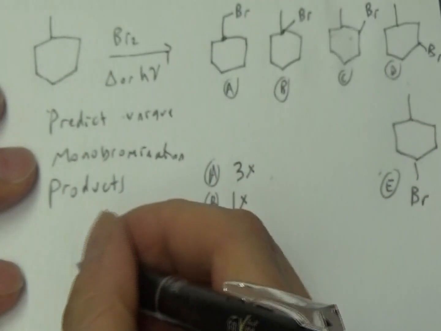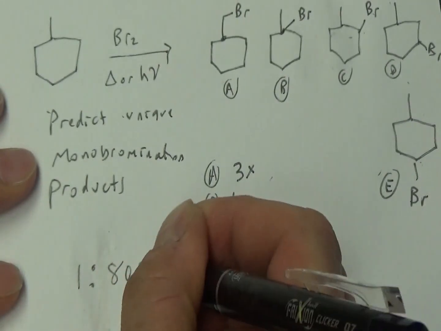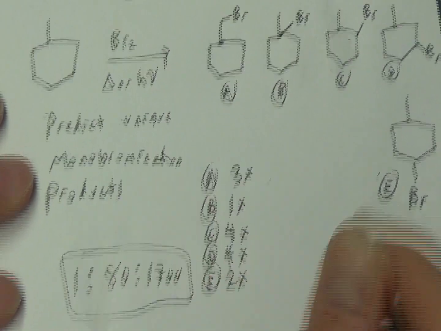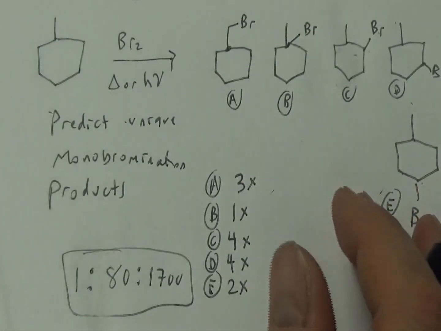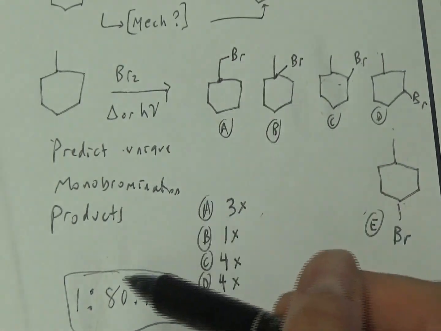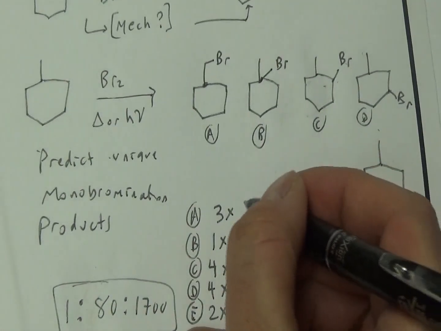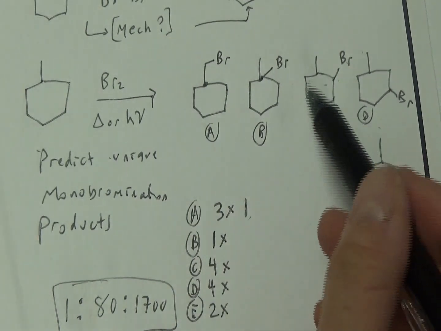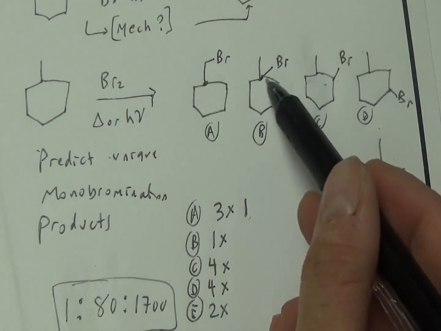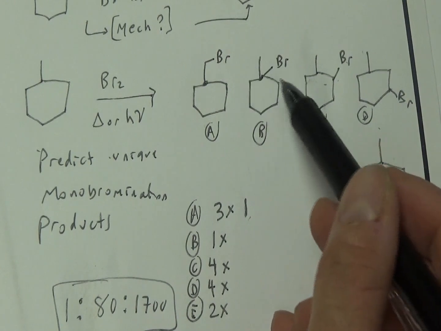Okay, it's 1, 80, 1700. Those are the three numbers we need. Okay, so for molecule A, that's the primary position, so it's a 1, essentially. For B, is this a primary, secondary, or tertiary position? Well, there's three carbons on it, so it's tertiary.